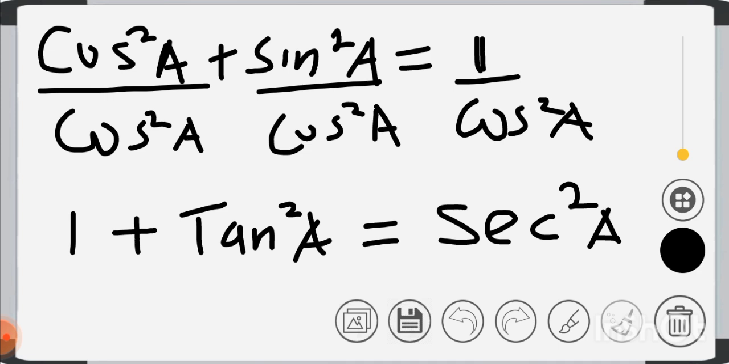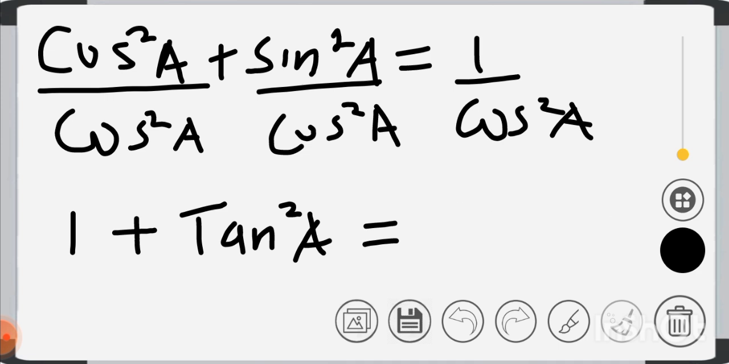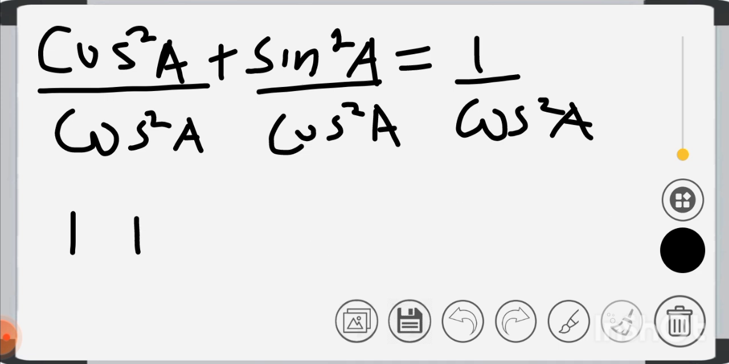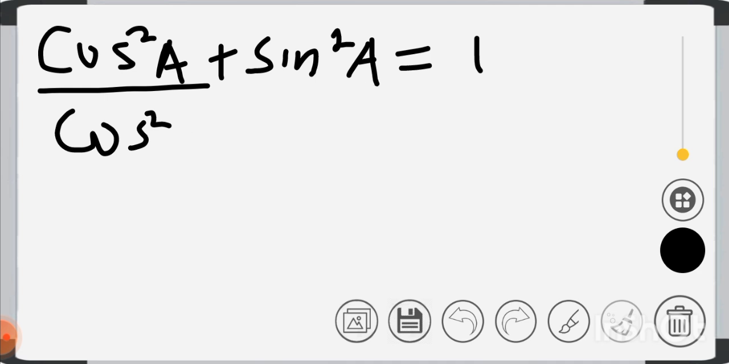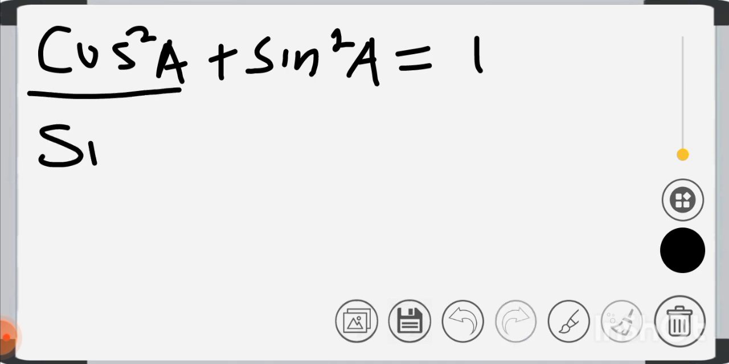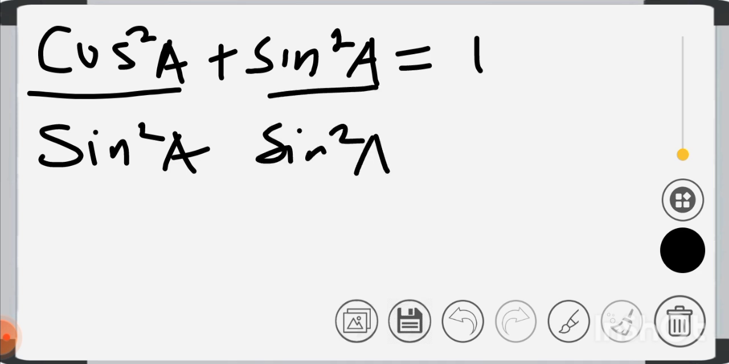Then if you decide to divide by sine, you also have your cosec. You have the answer in terms of cosec. Division by sine squared a.